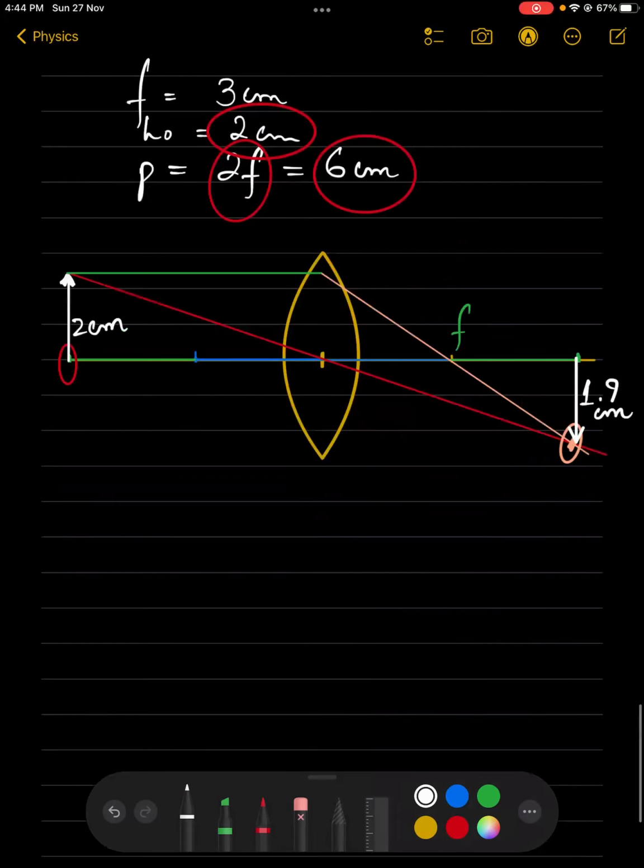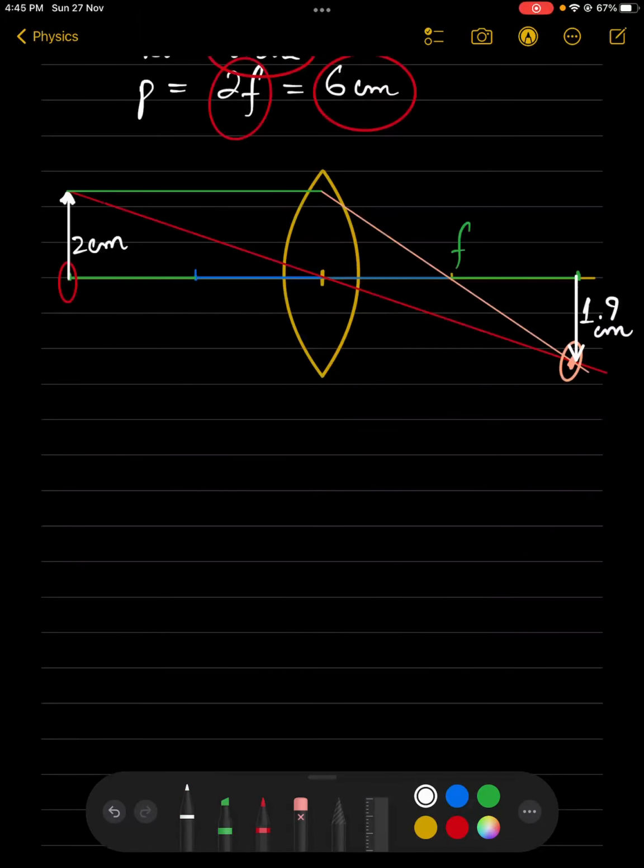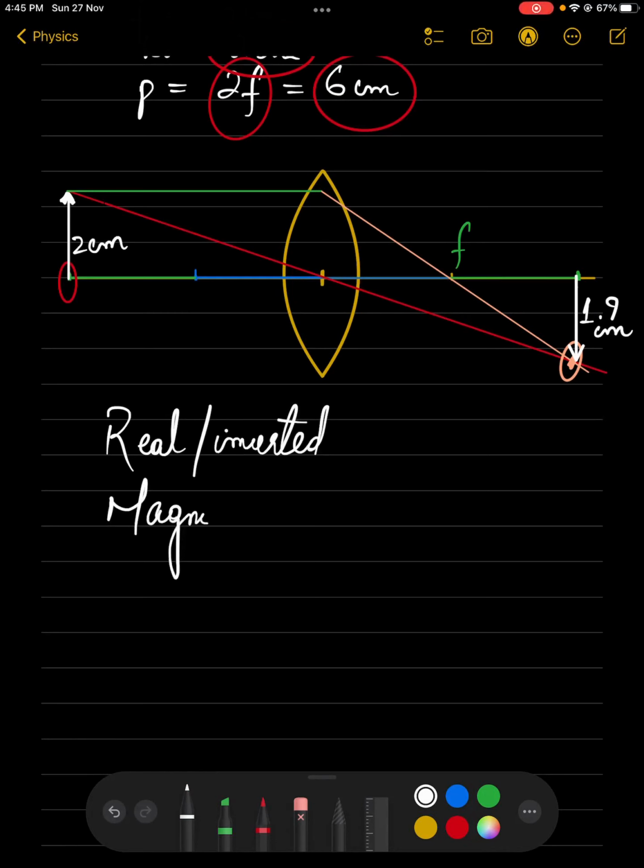Now we need to bring out our concepts of properties. तो जो हमारी properties थी उनमें सबसे पहले हमारे पास था real और inverted. Then we had our second property, which was magnified and diminished. And finally we have the last one, which was either upright or inverted.